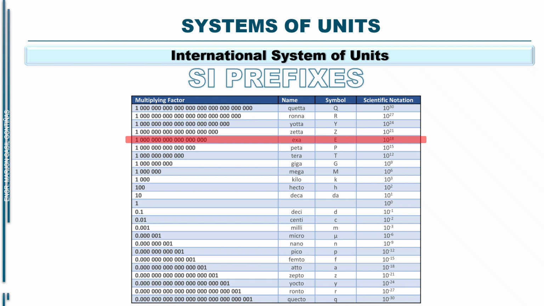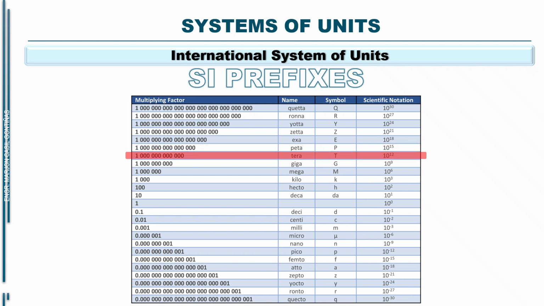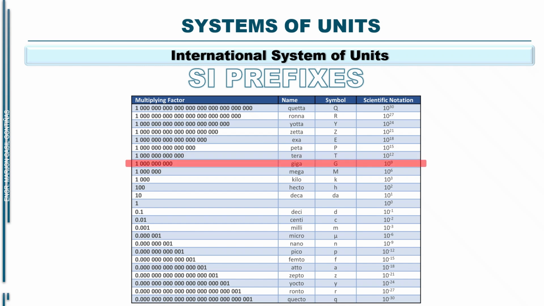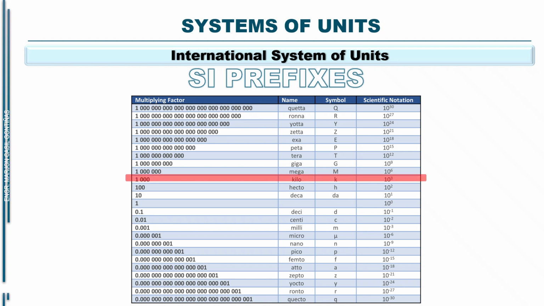Exa, that's a capital letter E, which means 10 to the power of 18. Peta, that's a capital letter P, which means 10 to the power of 15. Tera, that's a capital letter T, which means 10 to the power of 12. Giga, that's a capital letter G, which means 10 to the power of 9. Mega, that's a capital letter M, which means 10 to the power of 6. Kilo, that's a small letter k, which means 10 to the power of 3.